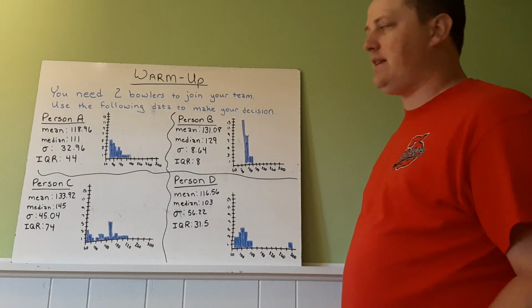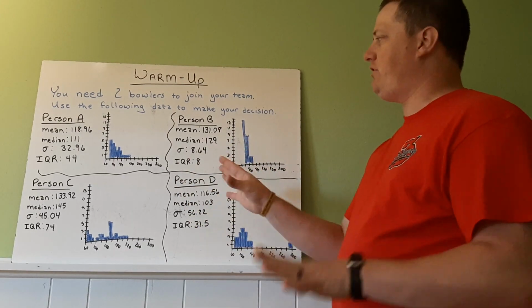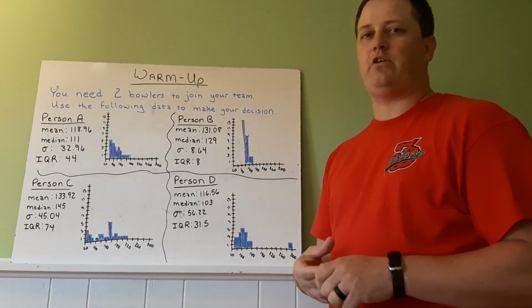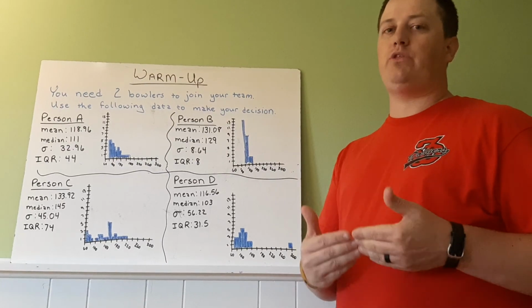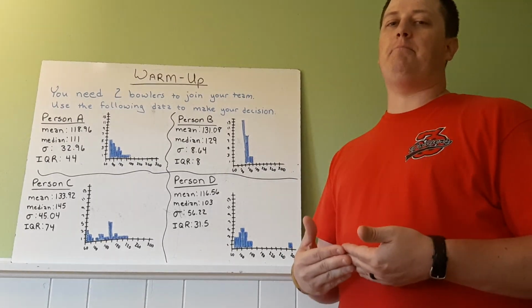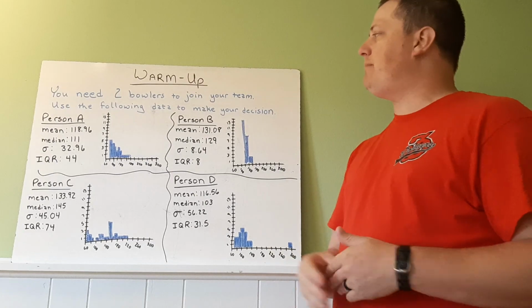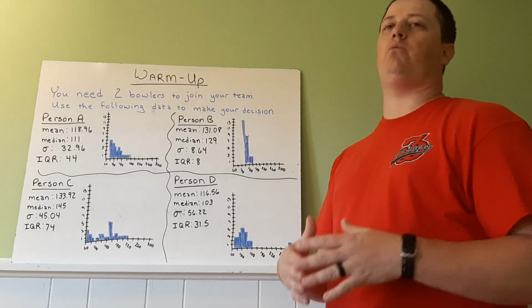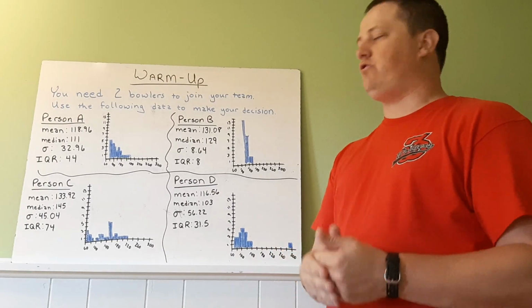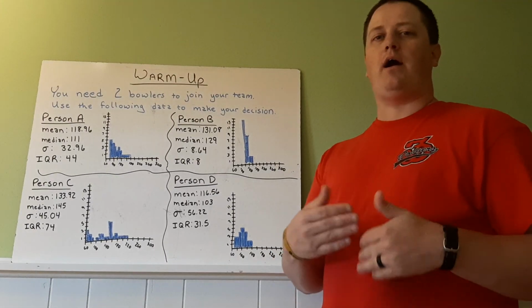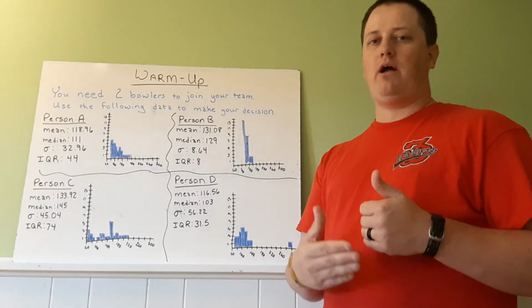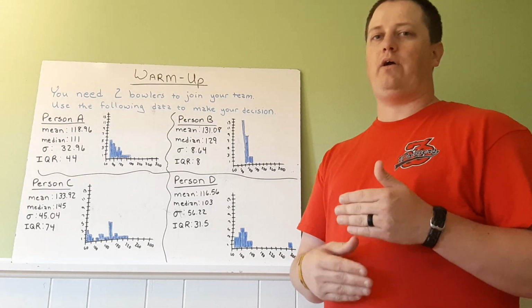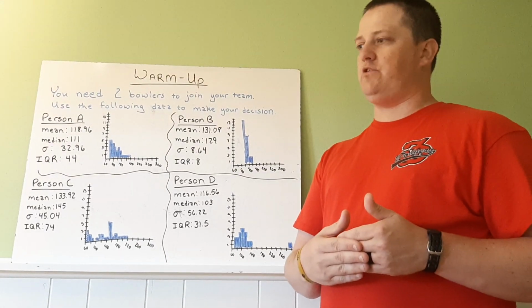So looking at this, using the graphs and using the numbers, what you need to do is determine which 2 bowlers you think will make your team the best and why. Remember, there isn't really a wrong answer as long as you have a good reason why you have chosen the 2 bowlers that you've chosen. All right, bring that to class tomorrow and we'll have a discussion about exactly why you chose what you chose.